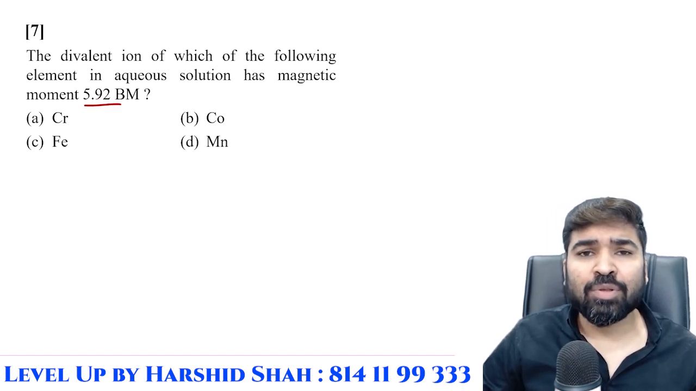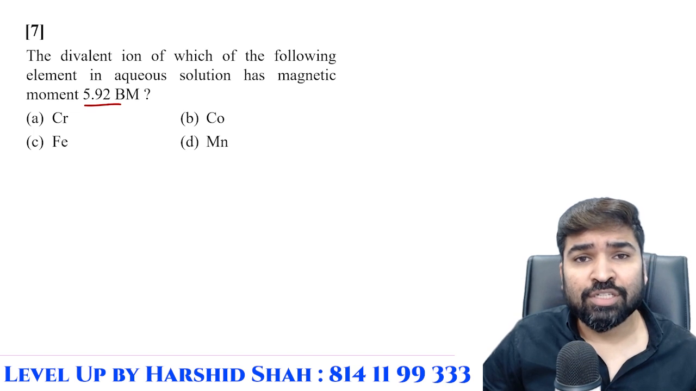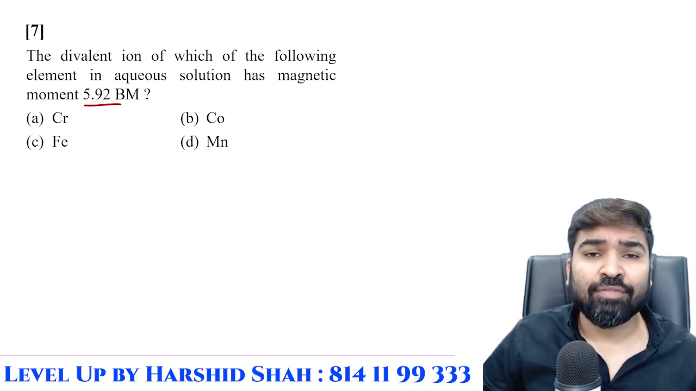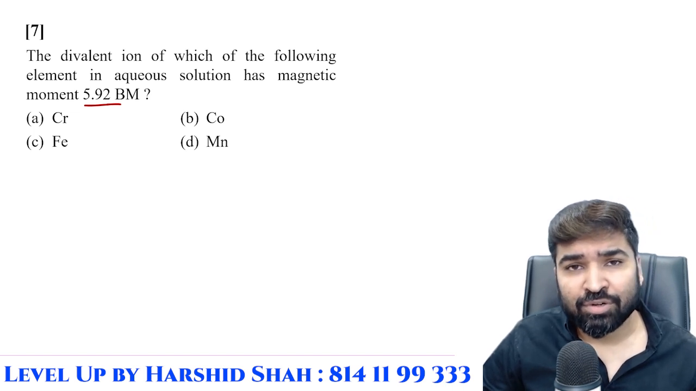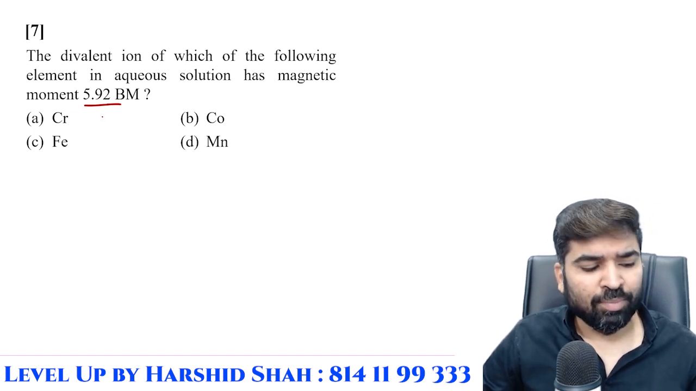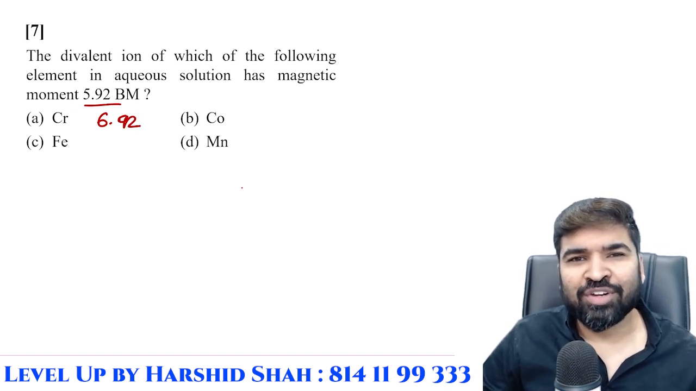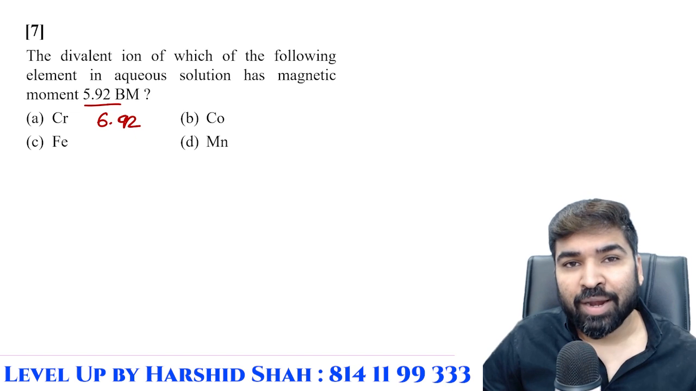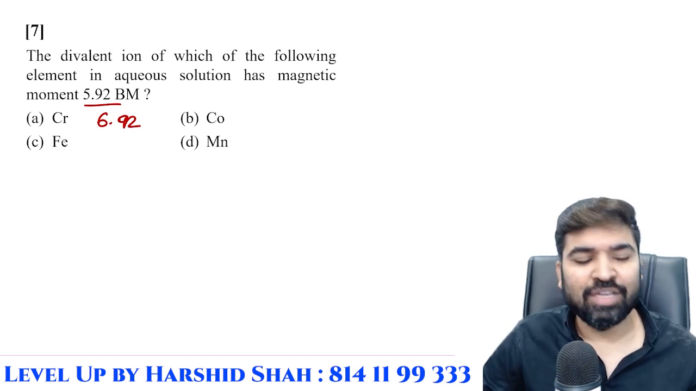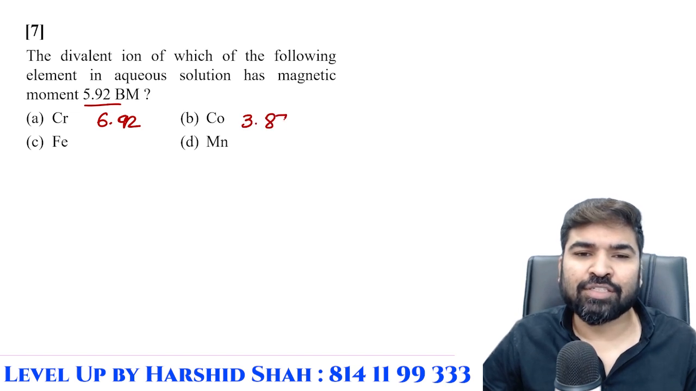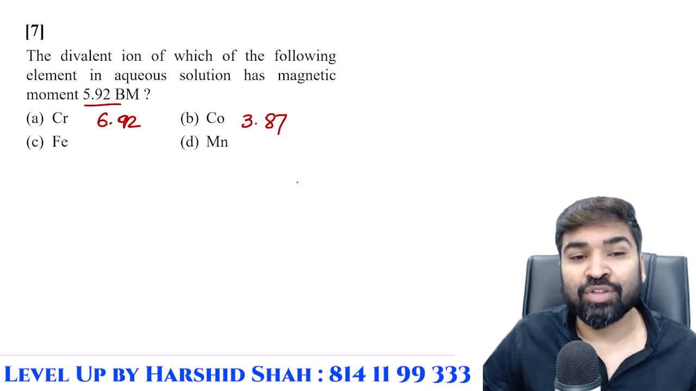magneton. So that means we are looking for 5 electrons in general to be unpaired. If you look at the chromium, that's option A, 4s1 3d5 will have 6 electrons unpaired, and 6.92 will be the Bohr magneton value. Cobalt on the other side is 4s2 3d7. 4s is obviously paired electrons, and 3d7, 5 orbitals containing 7 electrons, will have 3 electrons unpaired. So 3.87 will be the Bohr magneton value for that.